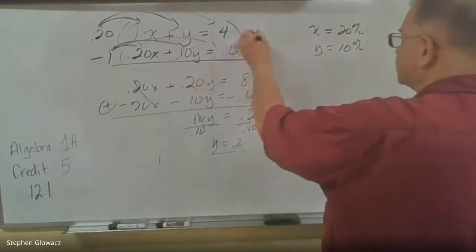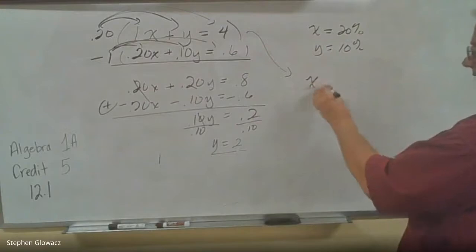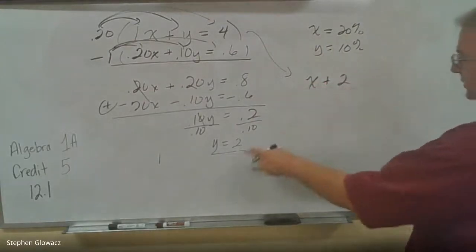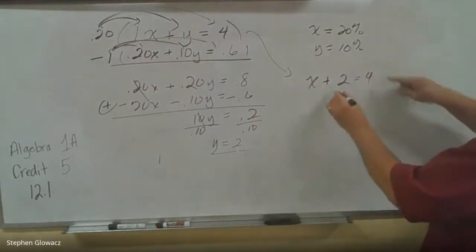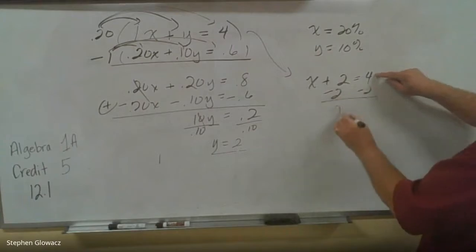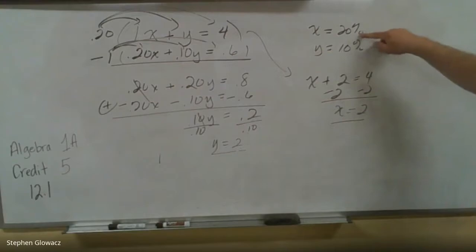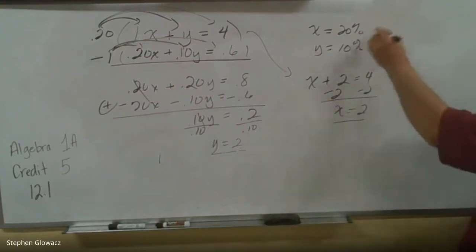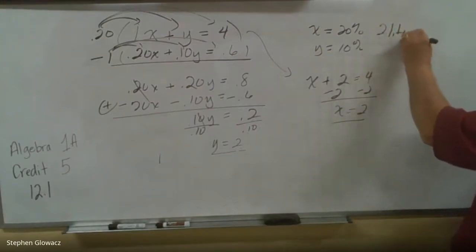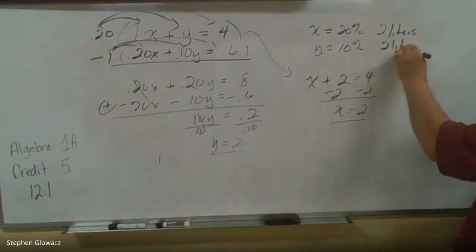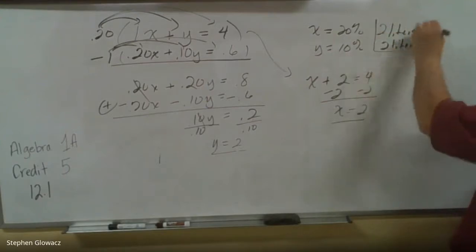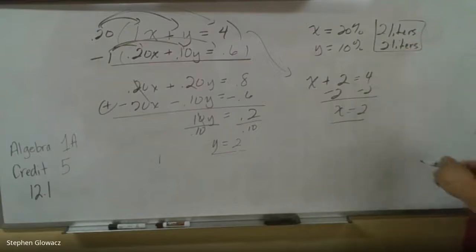To solve for X, let's go ahead and use the first equation. So we've got X plus Y. We know Y is 2, is 4. We just subtract 2 from both sides. And it turns out that we also need 2 liters of the 20% solution. So we need 2 liters of the 20% and 2 liters of the 10%. So there we go. That is that.